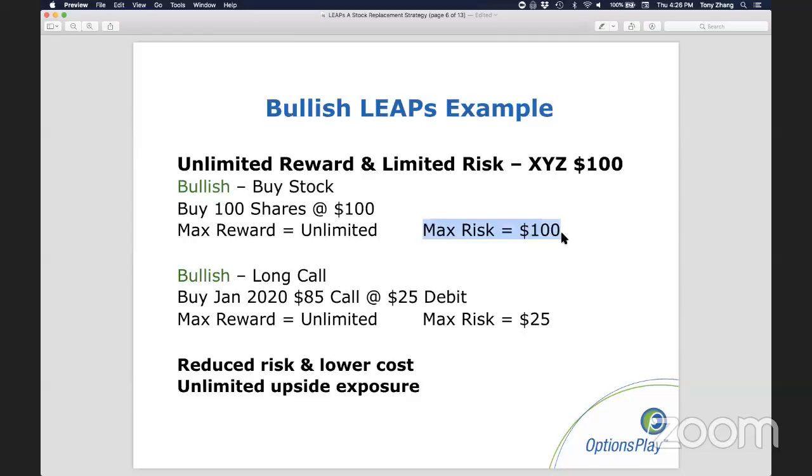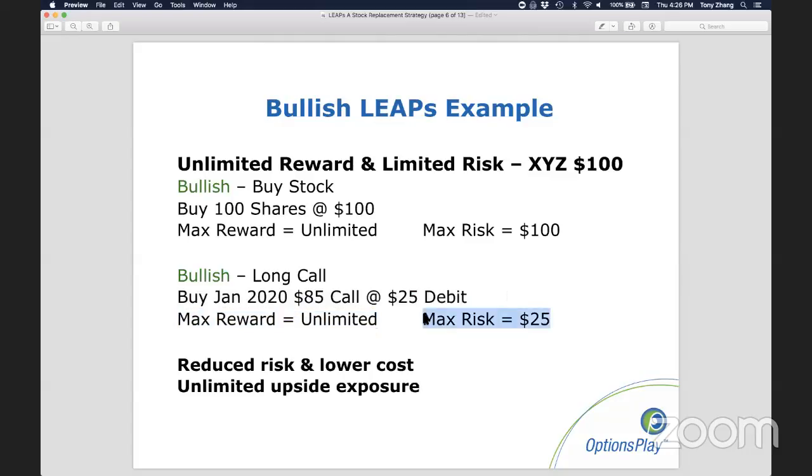Conversely, let's say we bought a long call or a LEAP option, and here in an example, I'm saying that we're buying a January 2020, which is about a year and 3 months from today. So anything greater than 9 months is considered a LEAP option. So I'm looking at one that's a year and 3 months out. Let's say I buy the $85 call, which cost me $25 to buy. So instead of paying $100 to buy 100 shares of the stock, I'm paying $25 to control 100 shares of that stock. And my max reward on this trade also is unlimited because buying a call has unlimited reward to the upside.